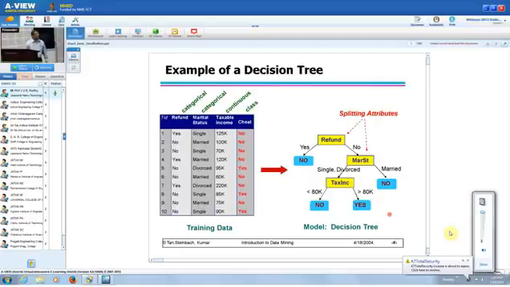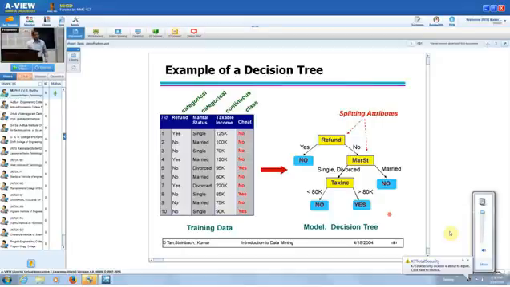You have the data: refund status of the tax and marital status as one field, taxable income as another field. Whether you are a cheat or not a cheat is another thing. This is the class label, cheat. Okay. So from this, we have derived a decision tree. A tree is like this, and from this tree, the rules are like this. Okay, I'll start.